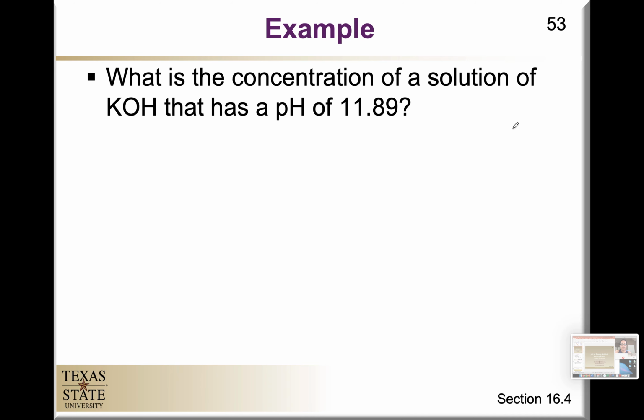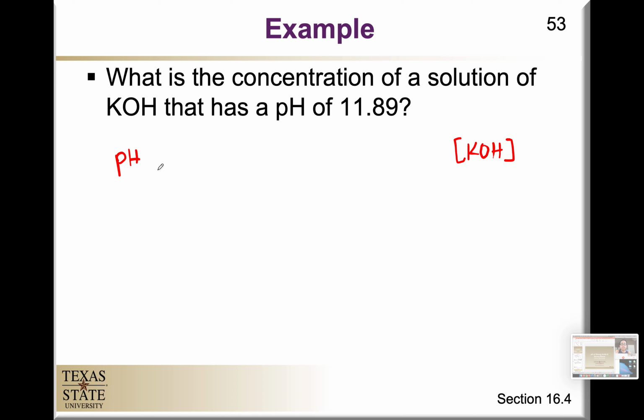The next example is, what is the concentration of a solution of potassium hydroxide that has a pH of 11.89? So in this case, we're kind of working backwards. We're starting with a pH, and we need to get eventually to the concentration of potassium hydroxide. So how do we go about this?